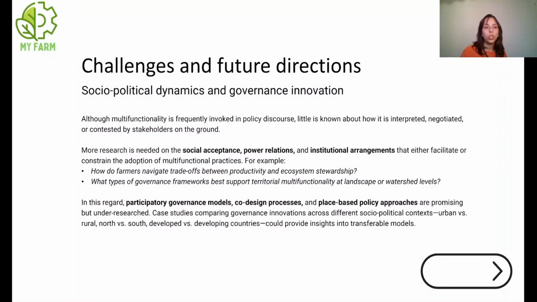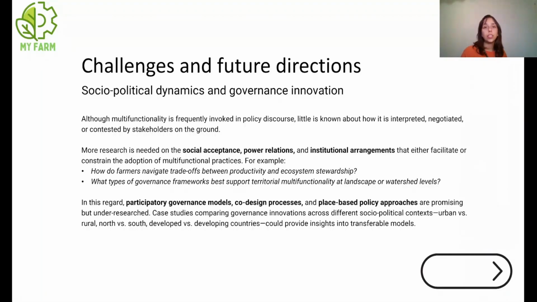Let's now move on to socio-political dynamics and governance innovation. Although multifunctionality is frequently invoked in policy discourse, little is known about how it is interpreted, negotiated, or contested by stakeholders on the ground. More research is needed on the social acceptance, power relations, and institutional arrangements that either facilitate or constrain the adoption of multifunctional practices.